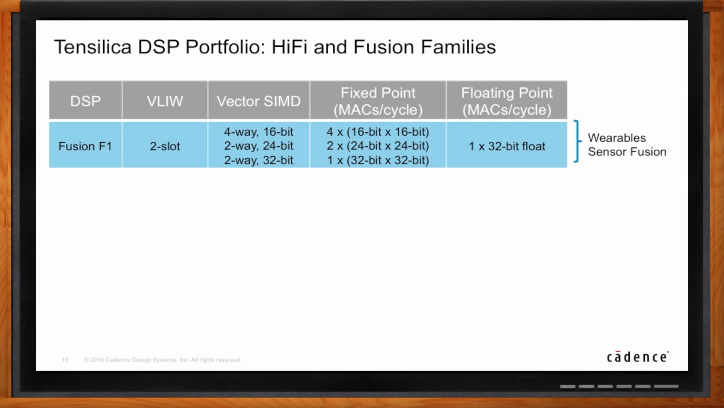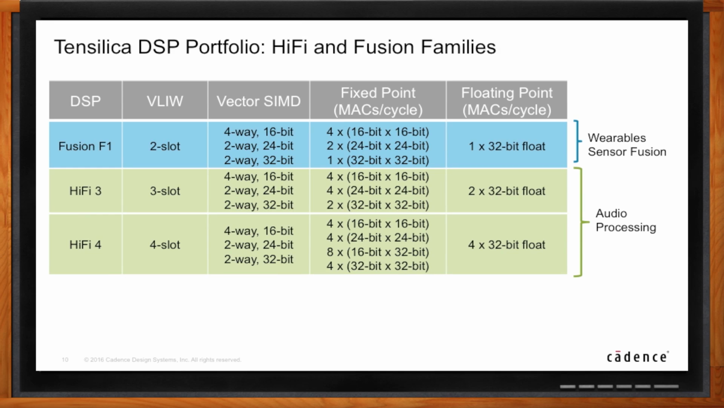All right, so let's kick up the performance level a notch. Where do we go from here? Yes, let's talk about audio processing. Okay. Audio processing needs more compute than wearables. So for audio processing, Tensilica has the HiFi processor family, the HiFi 3 and the HiFi 4. The HiFis are 3 and 4 slot VLIWs, so they are wider. Their SIMD is higher and their multiply throughput for fixed point as well as floating point processing is higher than the Fusion F1. So the HiFis are targeted for audio processing where the compute load is higher, and also you need a lot of 24-bit and 32-bit fixed point processing.